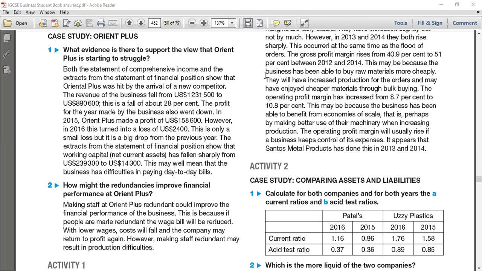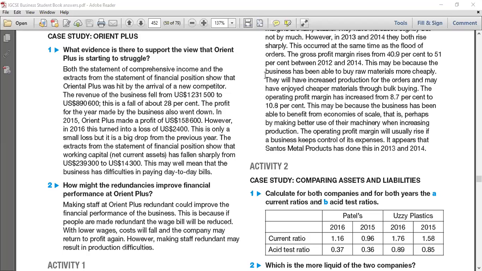Okay, thank you. So by looking at the evidence, you have to mention it if this kind of question is there. For example, what evidence is there to support the view? So you have to always give this kind of question application. By looking at the financial statements, you can see they're hit by the arrival of a new competitor. Their revenue fell from 1.2 million to 890,000, and you can calculate the percentage difference: the final minus initial, divided by initial, times 100, that's 28% gone down.